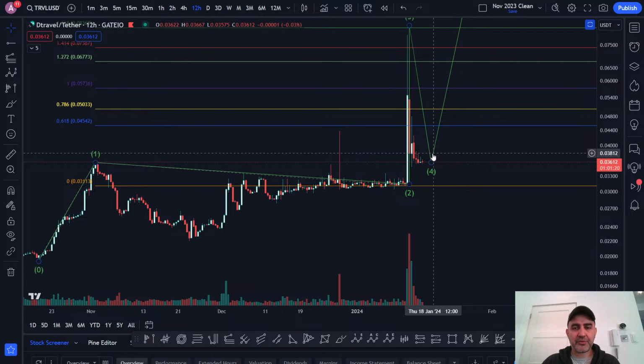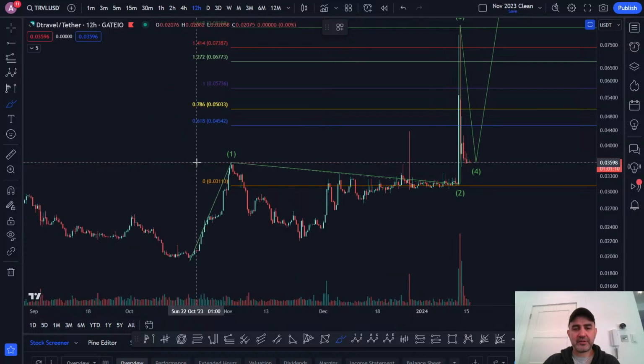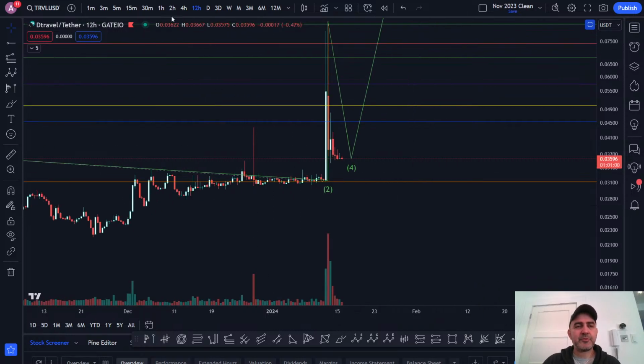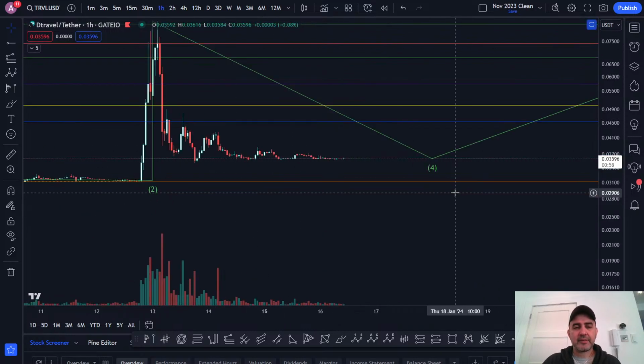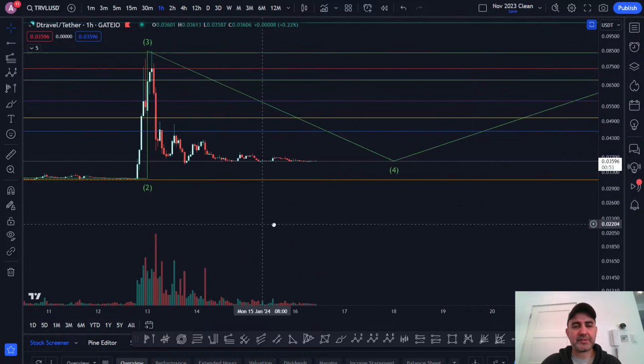If it was going to go through this level, it would have gone already. That's my point. So we are at a really significant level, and it would confirm the back test of this one for a wave 4. Now, corrective moves are usually ABC moves.